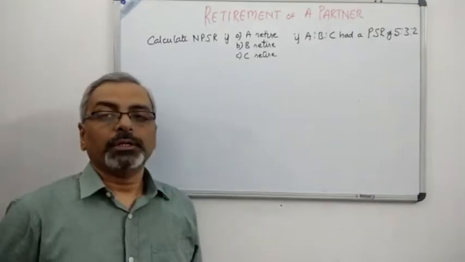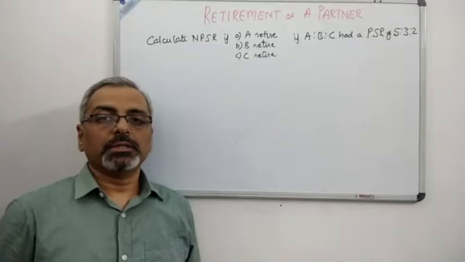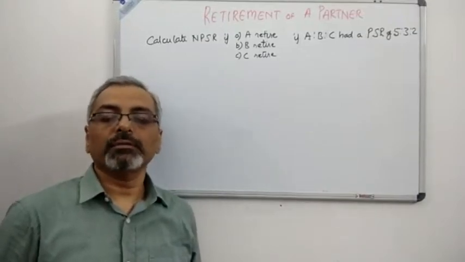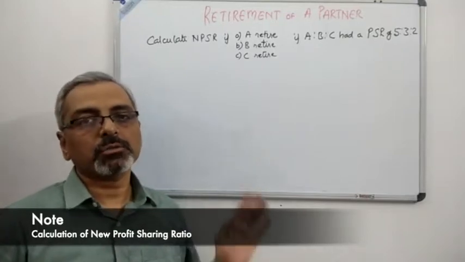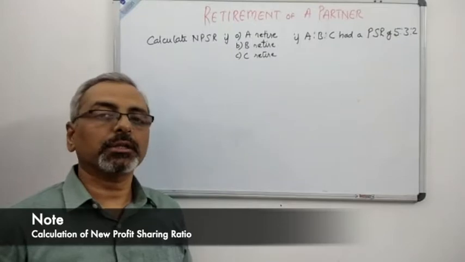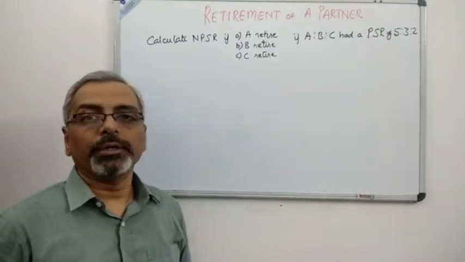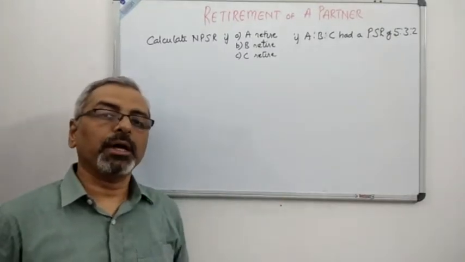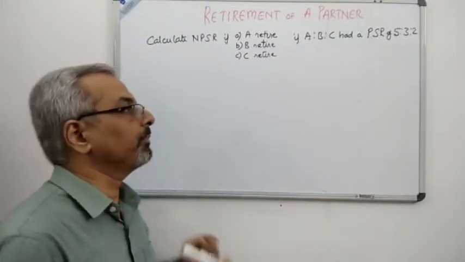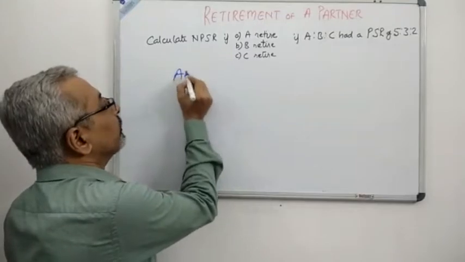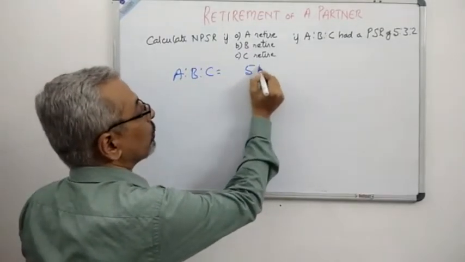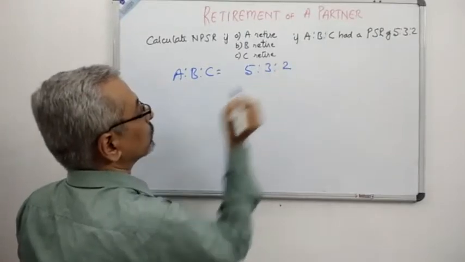Now let us take the first case in which there are three partners A, B and C with a profit sharing ratio of 5:3:2, and we are asked to calculate the new profit sharing ratio in three cases: on the retirement of A, on the retirement of B and on the retirement of C. It is a very simple calculation. Just see what is happening. When we had the three partners A, B and C, their profit sharing ratio was 5:3:2.